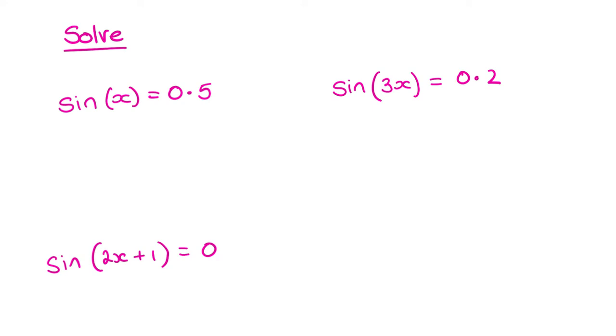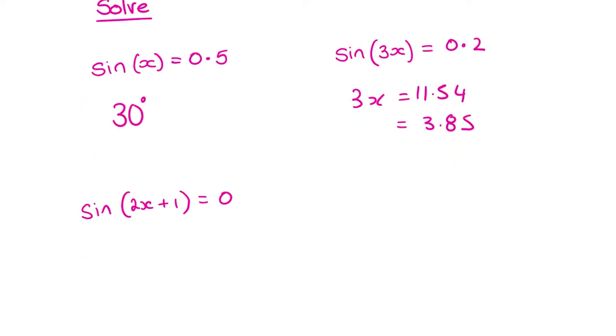Okay, so what do we get? Inverse sine of 0.5, we've got 30 degrees. Yeah? Here we get 3x equals 11.54, and then what did you do? Divide by 3. Brilliant. 3.85, okay? Degrees. Okay, how about the last one?